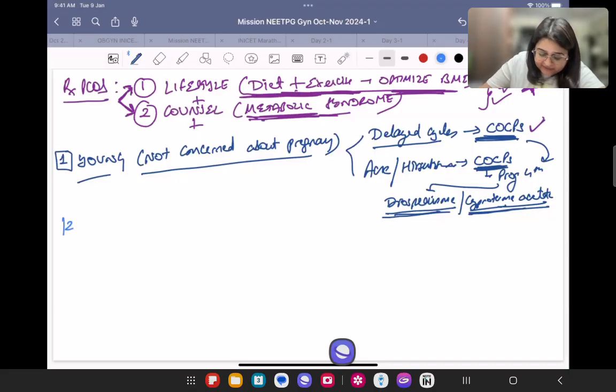Okay. The second category of patient is the young patient or maybe even the older patient. So I won't write the age. I'll just write the one concerned about fertility. She is not getting pregnant because she has anovulation and she wants to get pregnant. So again, same thing. You're going to ask her to optimize her BMI first. You're going to counsel her about metabolic syndrome. OC pills will not cause ovulation. We're not giving OC pills for ovulation. OC pills act by anovulation, but they will correct her menstrual cycle. She'll get her period on time.